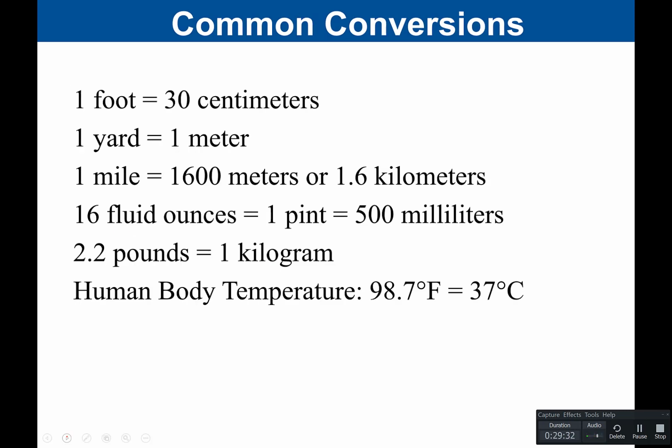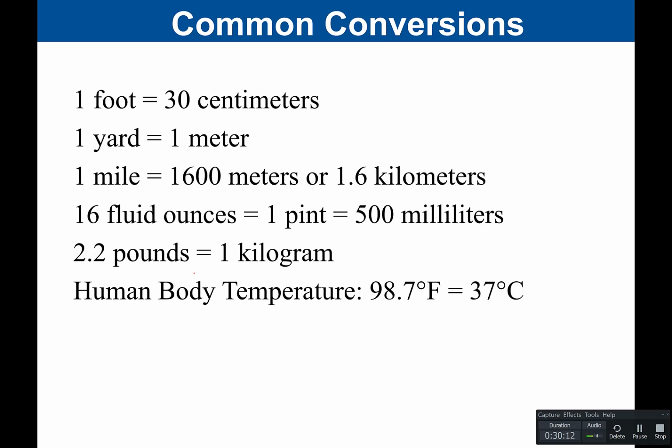So here are some common conversions. You do not need to memorize this. It's just for you to get an idea of scale. 1 foot is equal to 30 centimeters. 1 yard is approximately equal to 1 meter. 1 mile is equal to 1,600 meters or 1.6 kilometers. 16 fluid ounces is equal to a pint, which is equal to 500 milliliters. 2.2 pounds is equal to 1 kilogram.